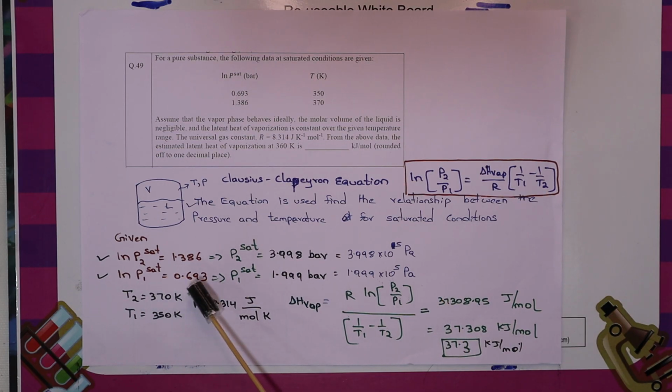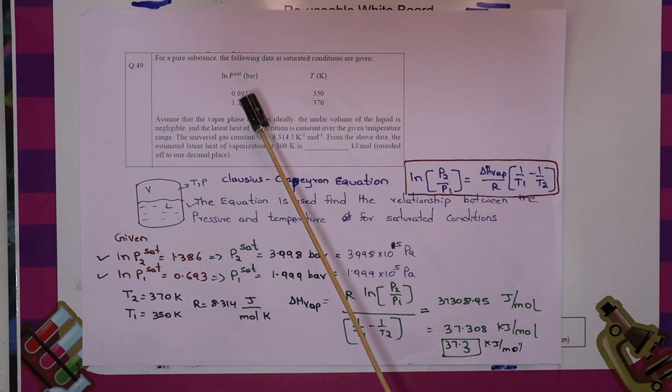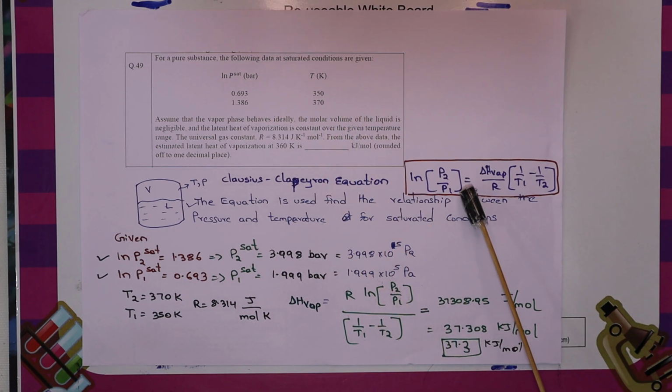ln P1 sat is equal to 0.693, where P1 sat is equal to 1.993 bar. So these are the P1, P2 values for me. Therefore P1 saturated is equal to 1.999 into 10 power 5 Pascal. Temperature T2 is nothing but 370 Kelvin. T1 is nothing but 350 Kelvin. Now I have the information of P1 and P2 and T1 and T2. Let us use the Clausius-Clapeyron equation to find out delta H of vaporization. If you keep delta H of vaporization on one side and everything else on the other side, you get R into ln P2 by P1 divided by 1 by T1 minus 1 by T2.